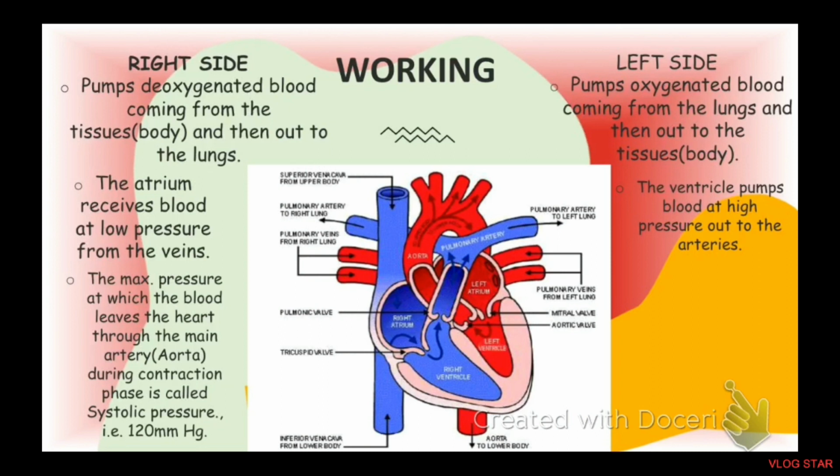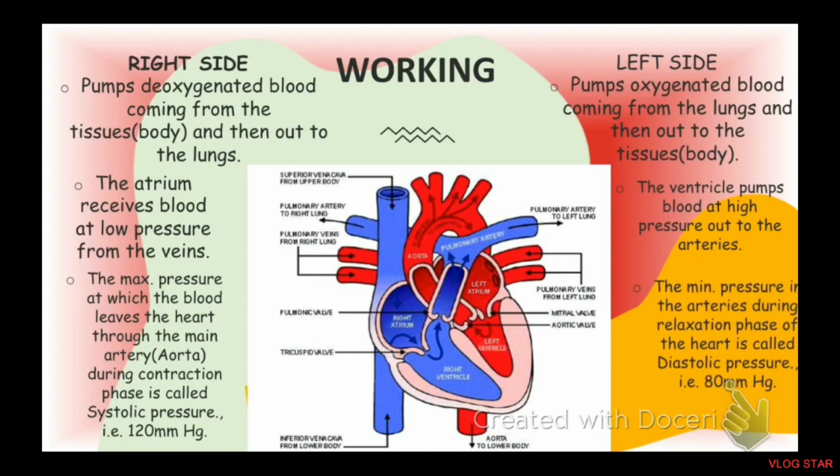If it is the maximum pressure at which the blood is leaving the heart through the main artery, that is the aorta, during the contraction phase, that is called your systolic pressure, which is 120 mm/Hg. Whereas the minimum pressure in the arteries during the relaxation phase of the heart is the diastolic pressure, and that is 80 mm/Hg. So when we say 120/80, we mean systolic over diastolic pressure. These are the normal ranges, and that is a normal blood pressure range.